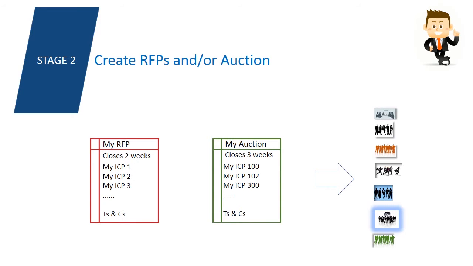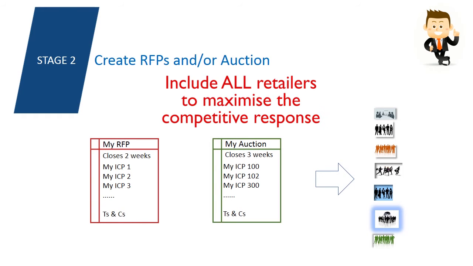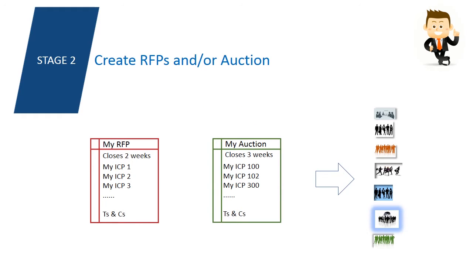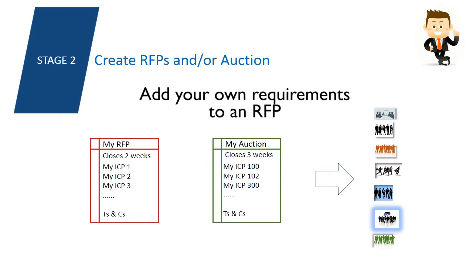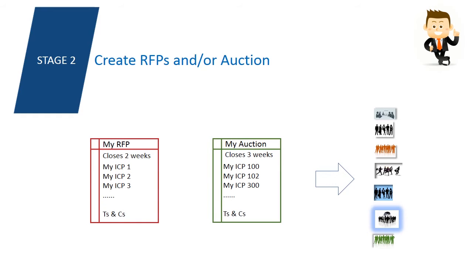Send your RFP, or auctions, to the retailers you select. We advise sending to all participating retailers to maximise the competitive response, but it's your choice. ELX provides general terms and conditions for your RFPs, but you can add additional terms and conditions if you wish. We suggest you talk to us first if in any doubt about adding additional terms. Retailers then price your ICPs and respond with deals in the form of one or more pricing offers.